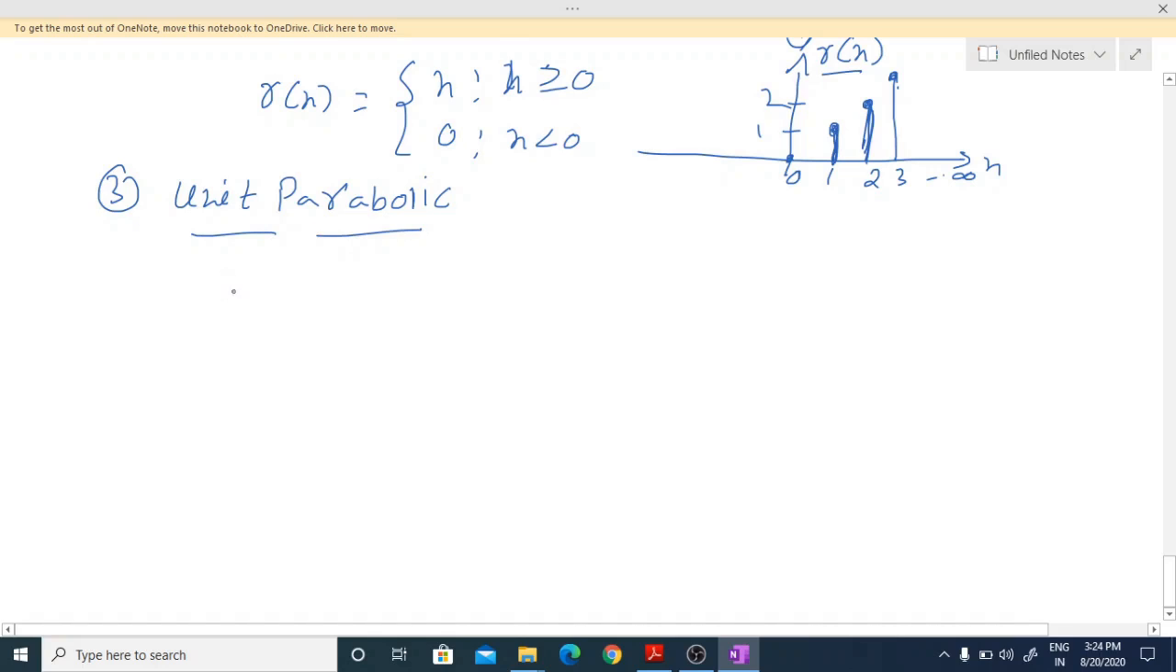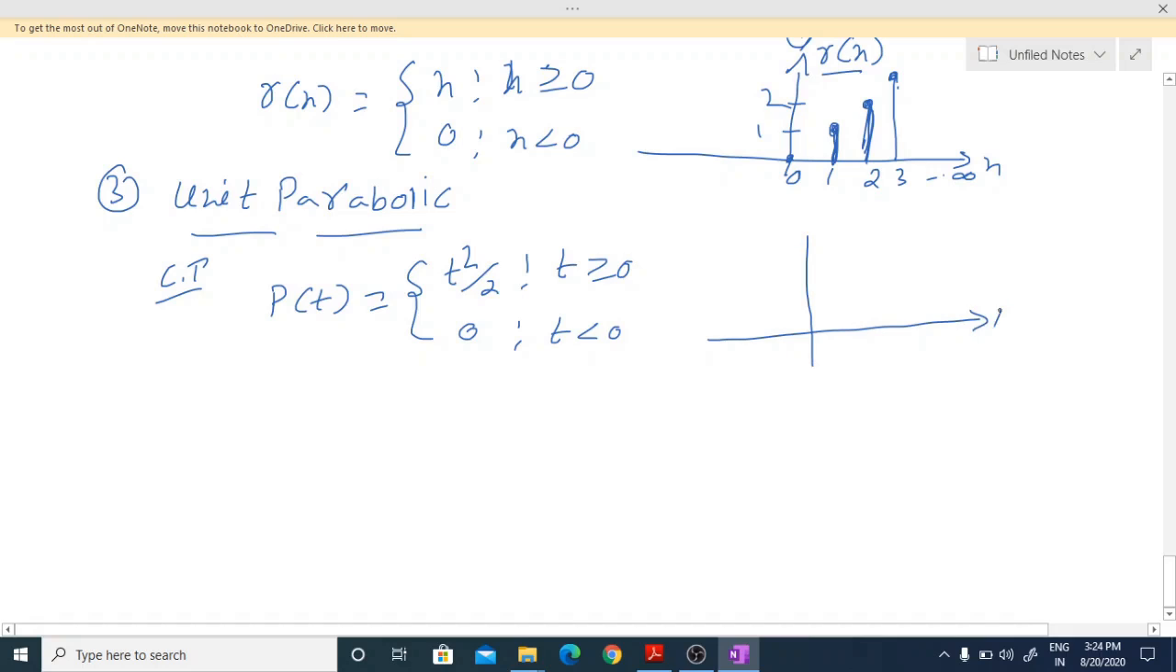Unit parabolic signal. In the continuous case, the parabolic signal is indicated with p of t, and p of t is nothing but t square by 2 for t greater than or equal to 0, and 0 for t less than 0. We can represent the signal in the continuous case with the x-axis as t and the y-axis as p of t, with t values 0, 1 up to infinity.